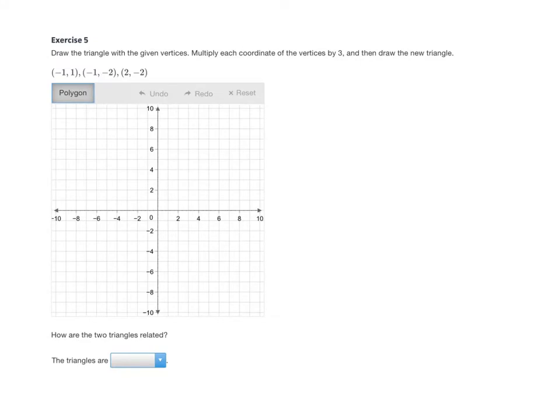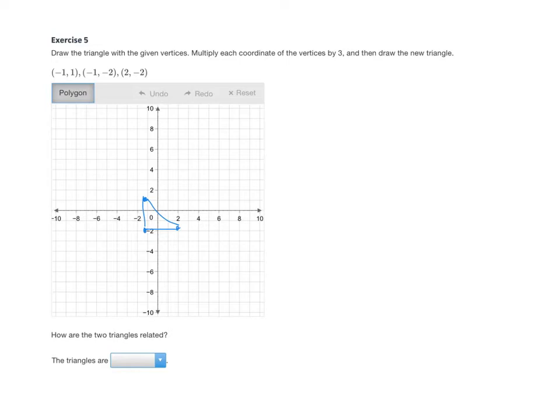Exercise 5. Draw the triangle with the given vertices. So I'm going to start there. -1, +1. So that's over to the left and then up 1. Over to the left 1, down 2. And over to the right 2, down 2. So once again, a right triangle. This one is an isosceles right triangle because it has two sides that are the same length.